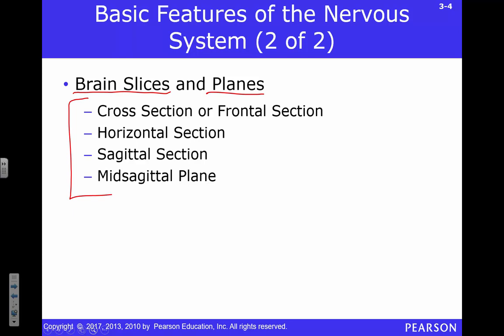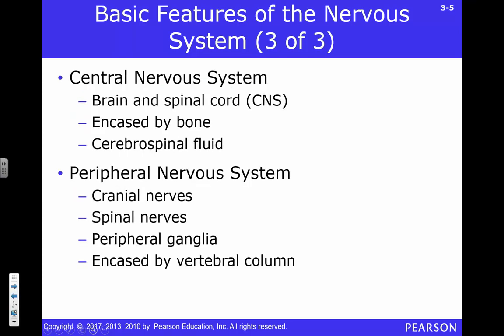When we cut the brain into different planes, we can cut this different ways, and it gives us a different view of the brain and the brain structures. It's a very complicated three-dimensional structure, so we want to think about those things as we're doing that.